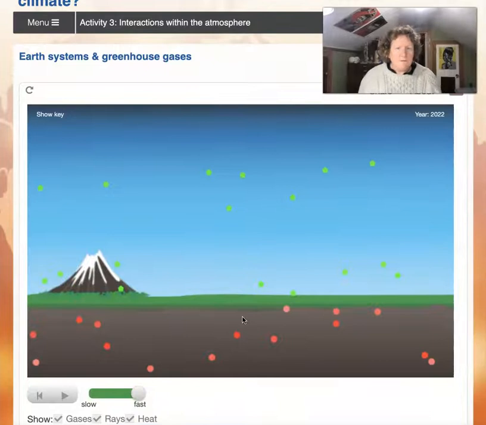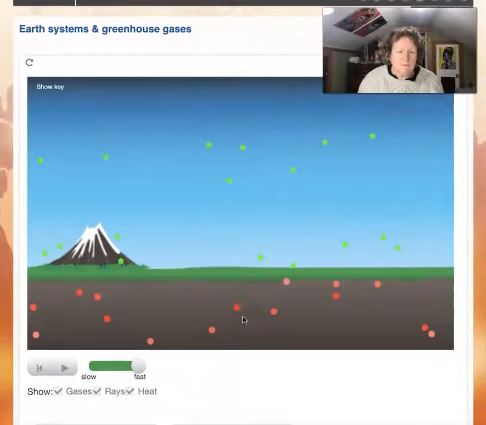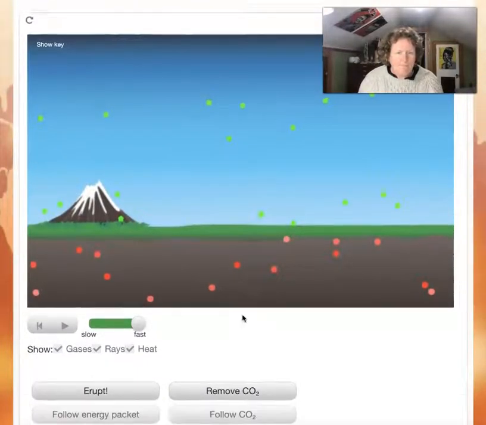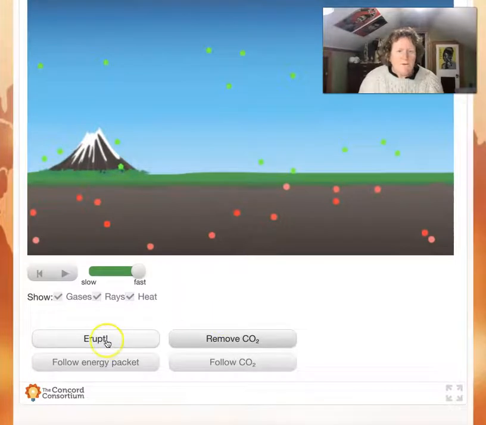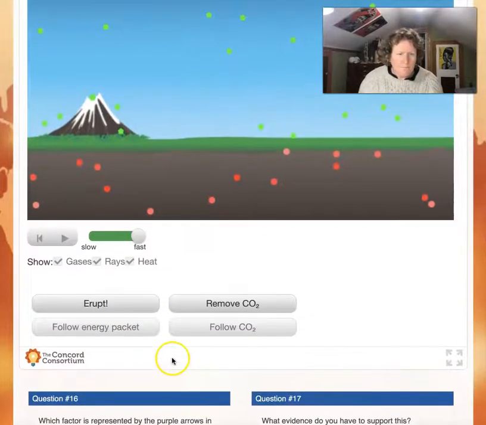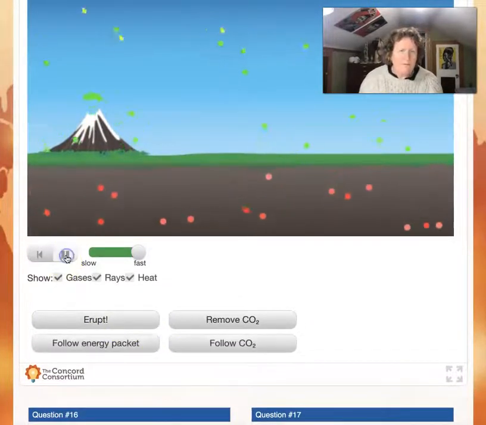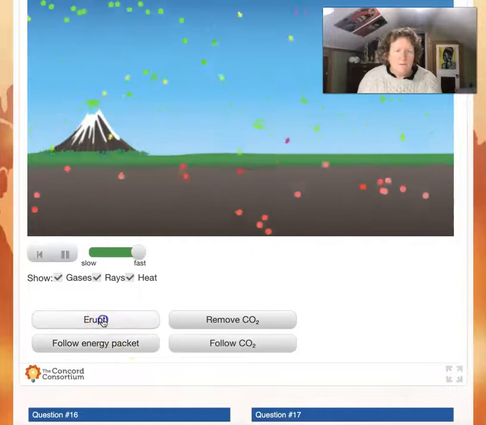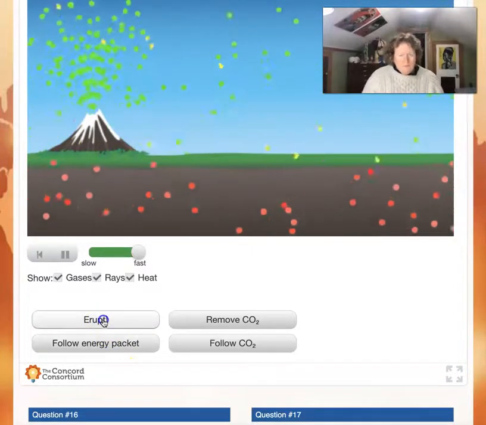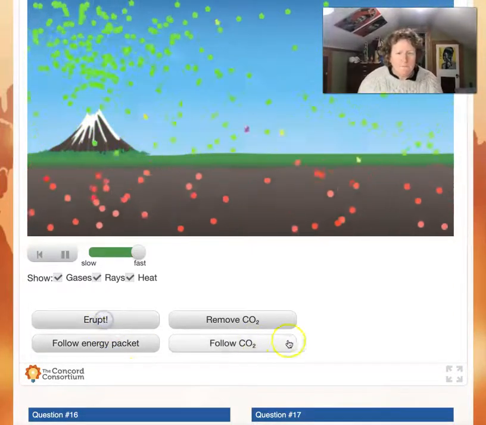Okay, now we have another Earth systems model. This doesn't look so much at the molecular level. We're looking kind of at the whole Earth as a system. So we can erupt and add more CO2. We can erupt this volcano here. Let's do that. Have to run the model here. Press play. We can erupt, and make lots more CO2.